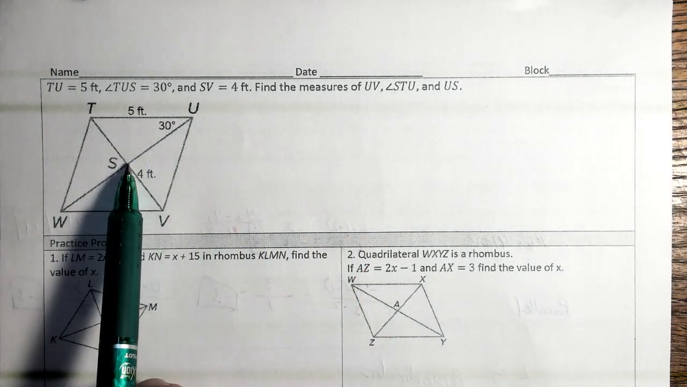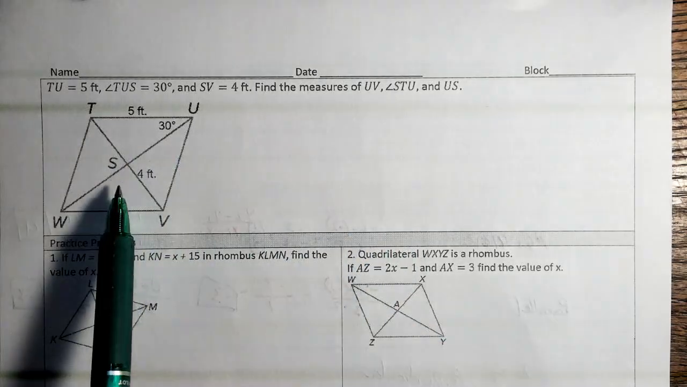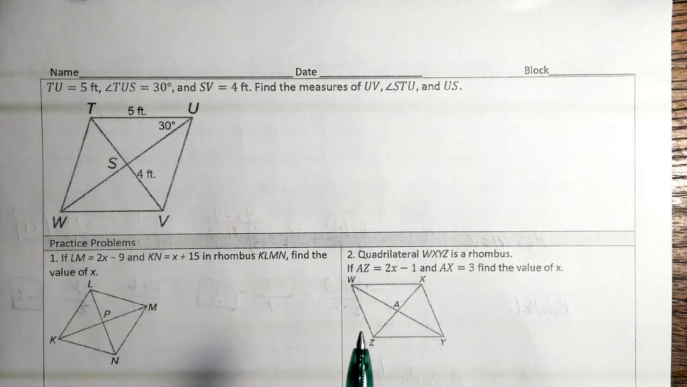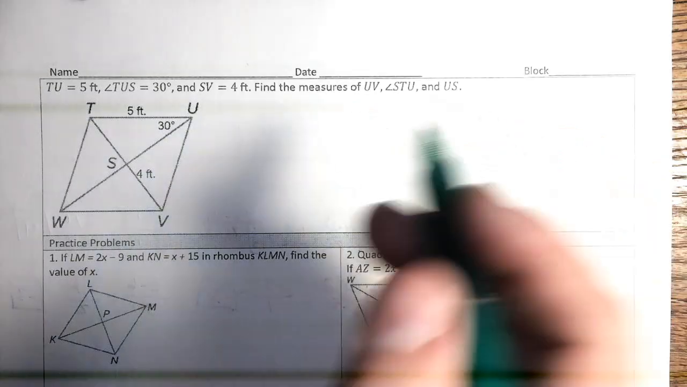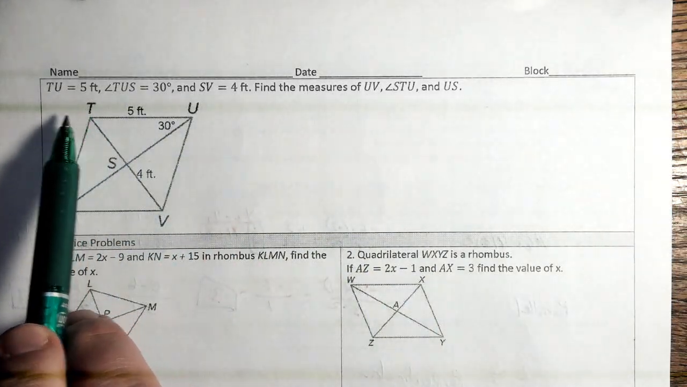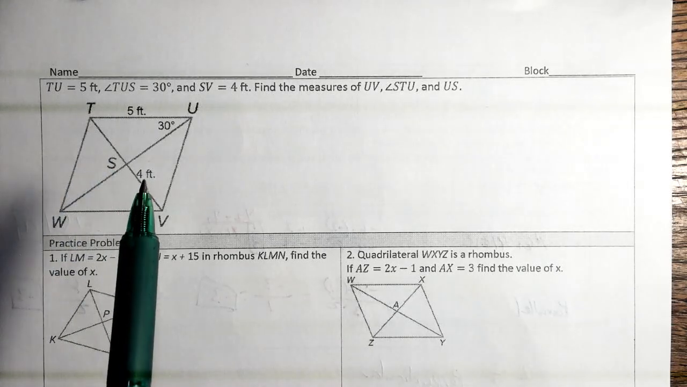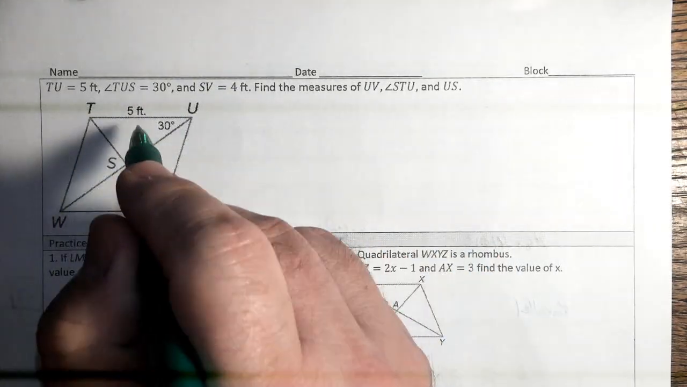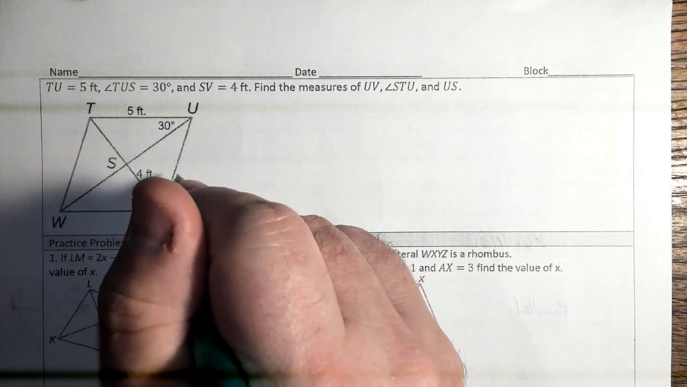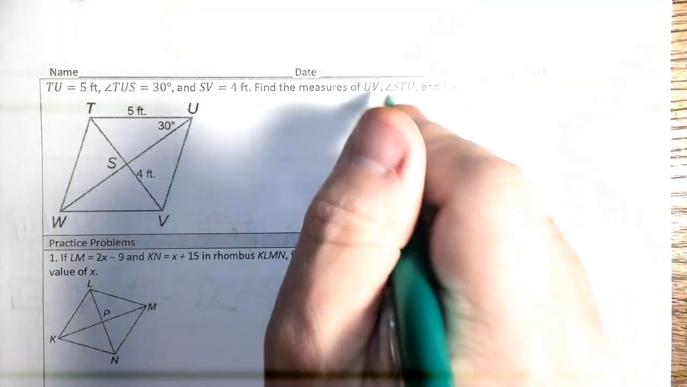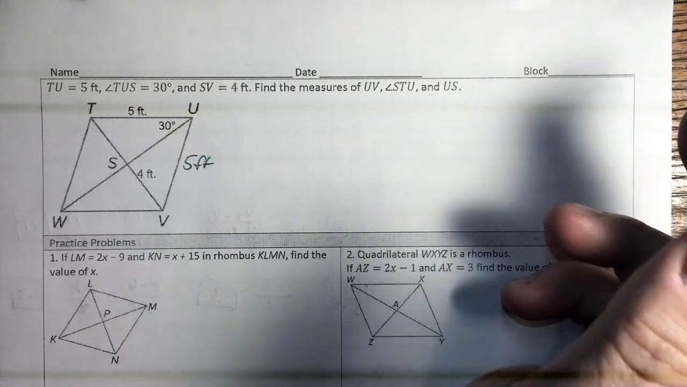STU here, and US. So this guy. Okay, so we'll just see. Was TS one of these? No, US. Okay. I think I may have marked the wrong ones. Okay, anyway, so we've got 5 feet here. UV is also going to be 5 feet.